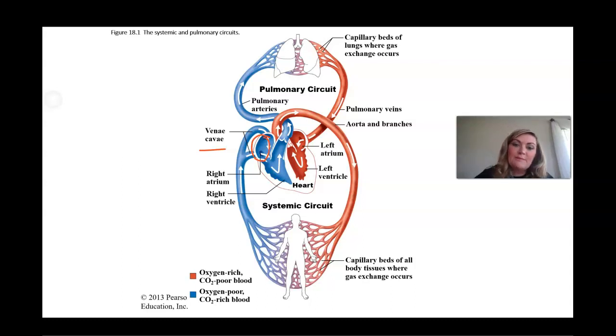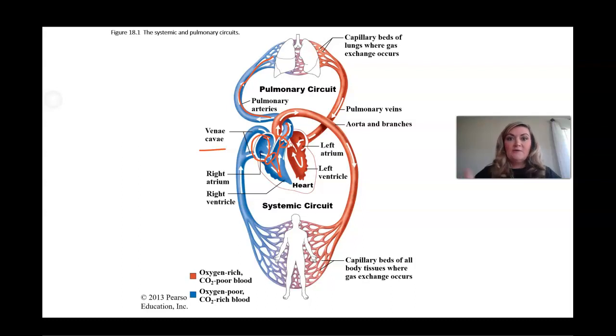From the right atrium, it then goes through the small valve you see here, which is your tricuspid. From that tricuspid, it goes into the right ventricle. When that ventricle contracts, it pushes up and exits through the pulmonary valve. From that pulmonary valve, it goes through the pulmonary trunk into the pulmonary arteries and makes its way to the lungs. There, it diffuses the carbon dioxide across the alveoli and picks up oxygen.